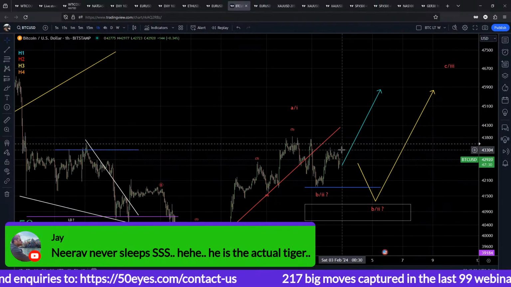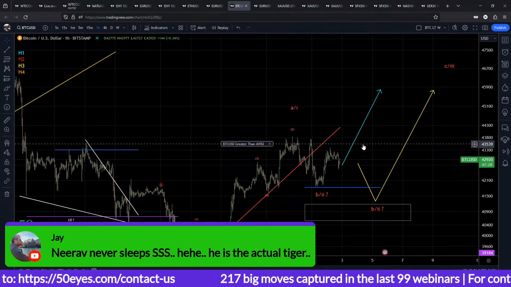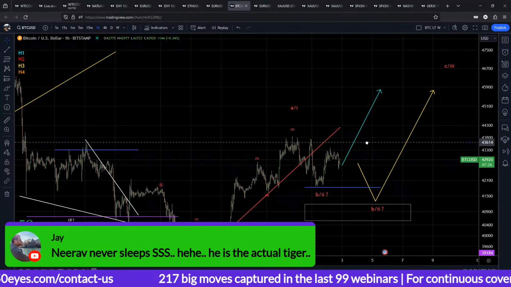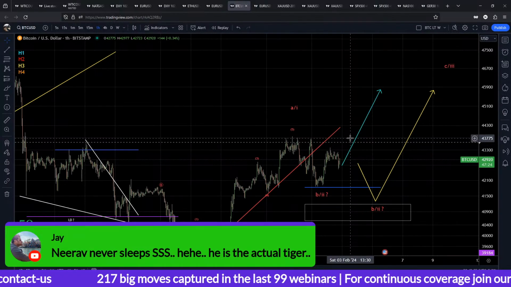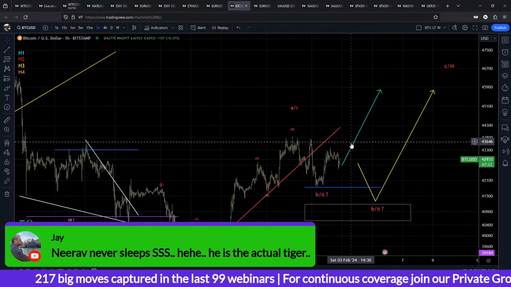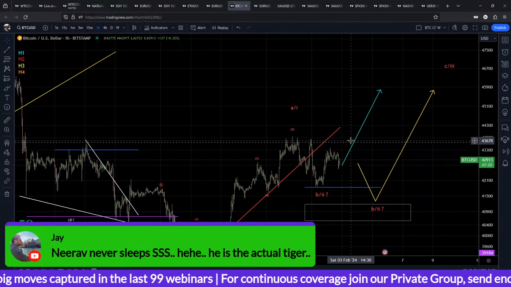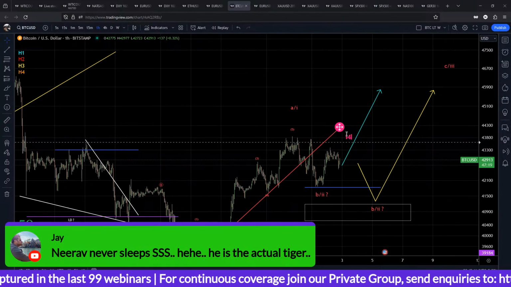So yeah, and if you are conservative, just don't do anything. Push an alert like this near the tops. Once the top is taken out, then look to consider long trades. The alert currently is around 43,614.